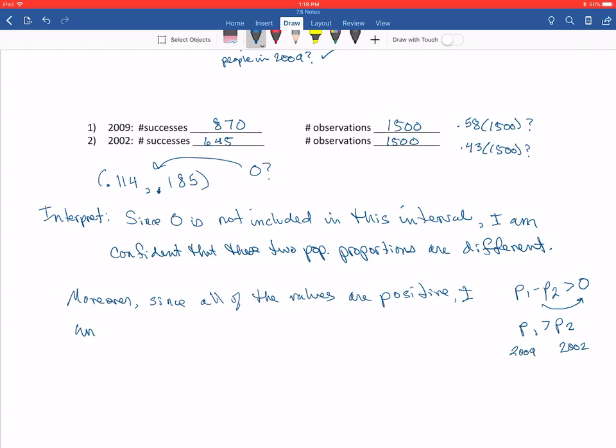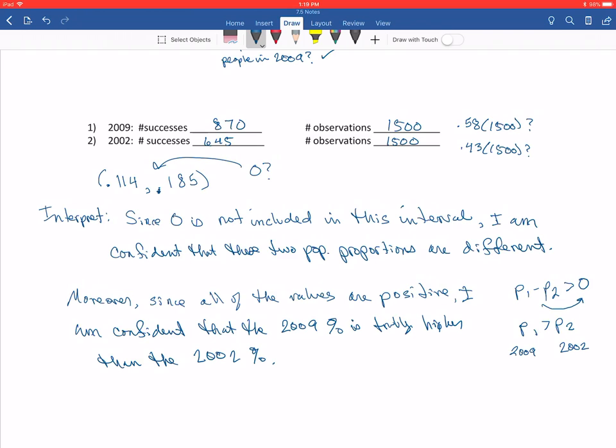Since all the values are positive, I am confident that the 2009 percent is truly higher than the 2002 percent. And again, we are talking about the overall percent of what all Americans think here, not just the sample. The sample percent, of course, was bigger. We knew that from the very beginning. That was not in question.